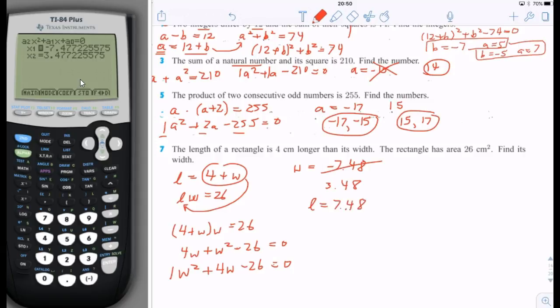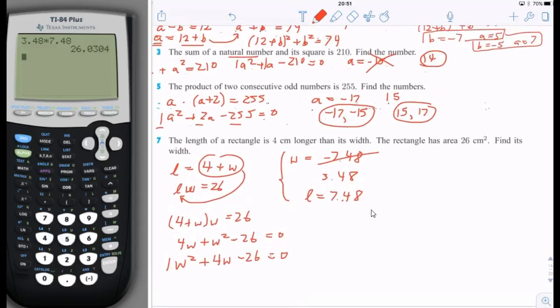Okay? Now let's just make sure that multiplying those together does indeed give us the area of 26. So we're going to put 3.48 times 7.48. And yeah, that's pretty close. It does give us 26. Okay, so those are the width and length that we were looking for. And that's it for page 16.